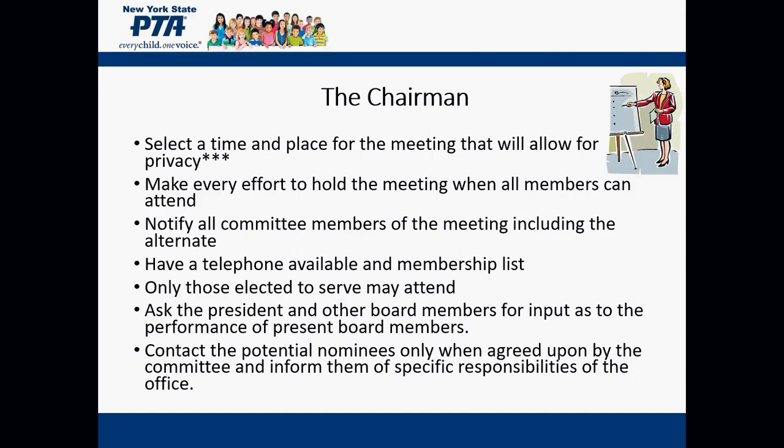So certainly all members of the committee should be aware of the time and place and agree to it, as well as if you have an alternate, that person should also be aware of the time and date and place of the meeting. Okay? Have a telephone available and a membership list. You're only going to nominate people who are members, obviously, and only those elected to serve may attend. There are no extras or invitees at the nominating committee meeting.